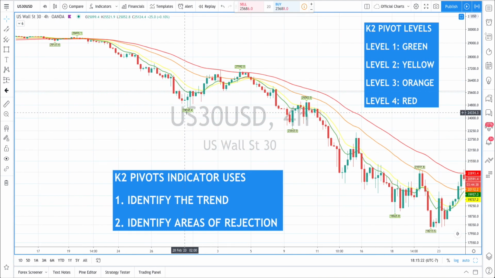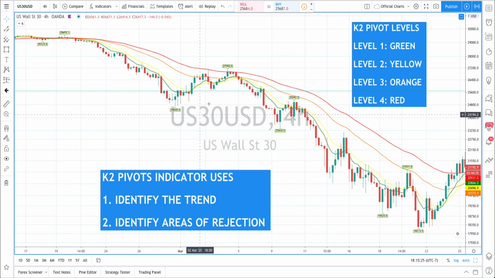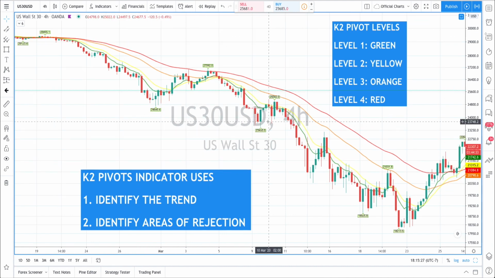Another way to use the K2 pivots indicator is by identifying areas of rejection. As you can see, the K2 pivot levels are marked in different colors. Level 1 would be green, level 2 would be yellow, level 3 would be orange, and level 4 would be red. Obviously the levels go by the degree of the pivot level. Generally the first line of defense would be the green pivot right here, and as you can see, price pretty much rejects off it. Sometimes it'll go to the yellow, but once it goes to the yellow, you can see it's a very strong rejection. So you can see right here, price pretty much just rides the green pivot.